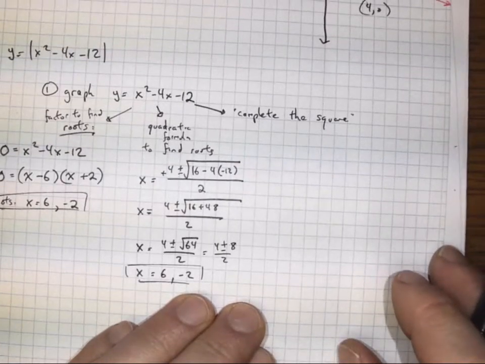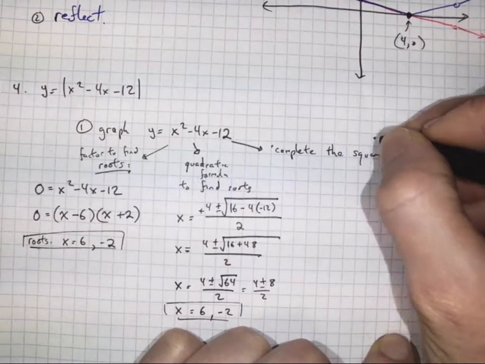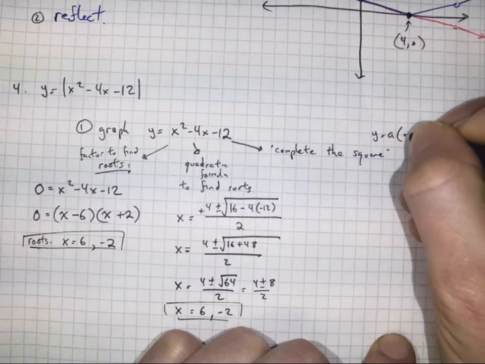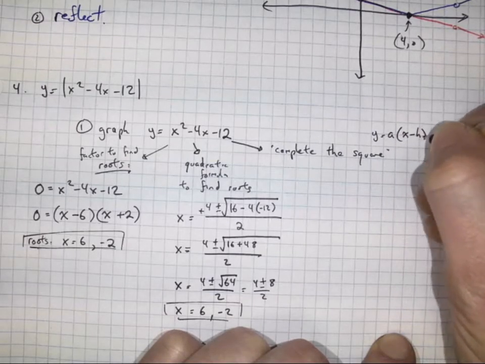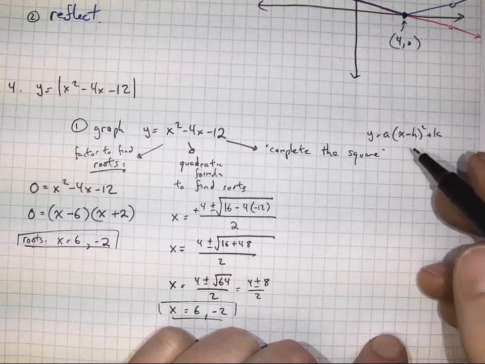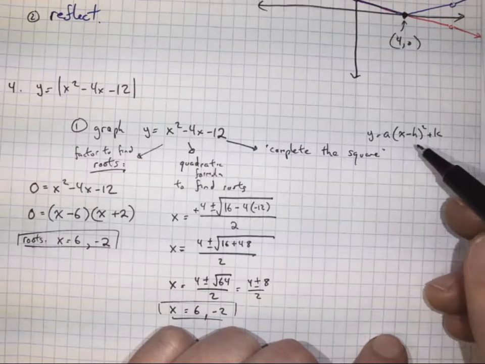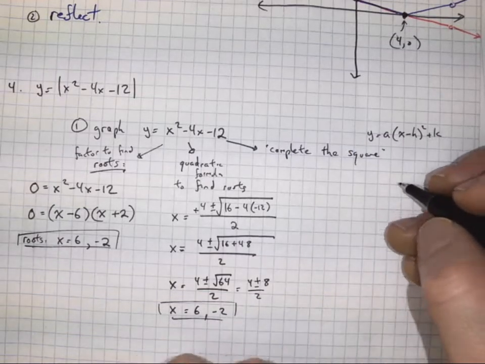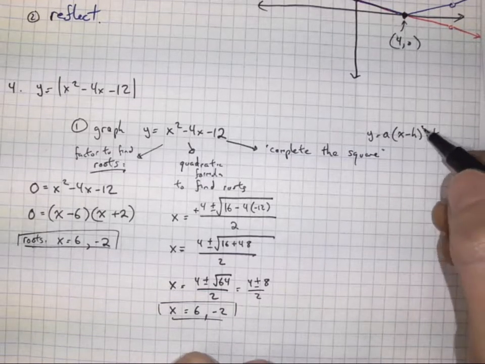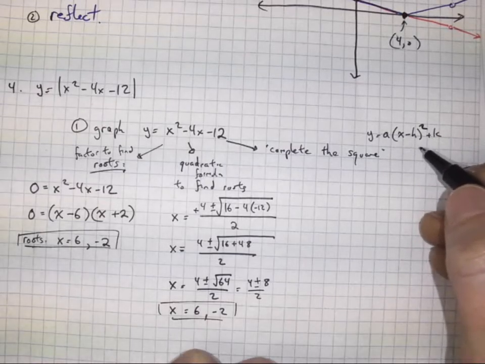We can also complete the square. So that is to say, I can rewrite this in the form y equals a times x minus h squared plus k, and then find the vertex of our parabola. You might not have thought about this in a while. We haven't reviewed it in class, but you did learn it in Pre-Calculus 11.